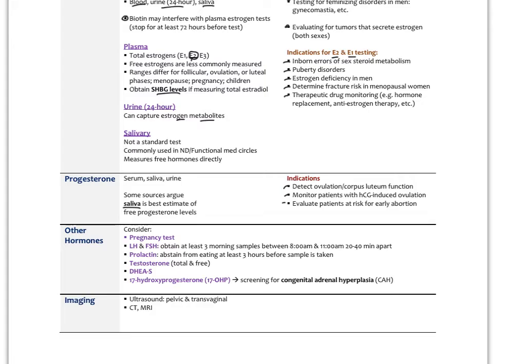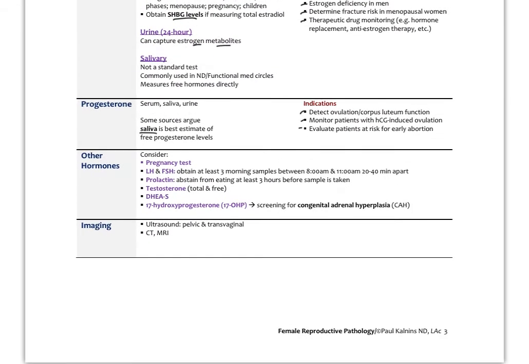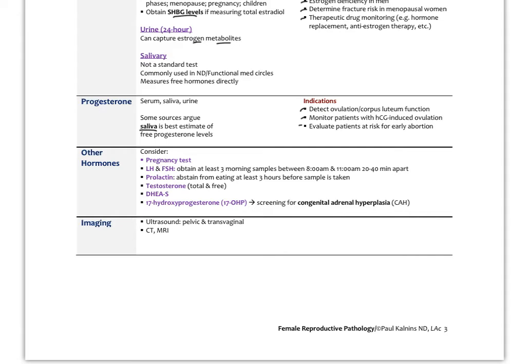Other hormones that can be considered in workup, we'll go through these with individual examples, but of course, one of the things we always want to check is maybe getting a pregnancy test, especially if a woman presents with amenorrhea. That would be the first thing to do.